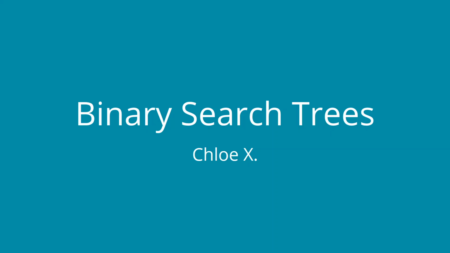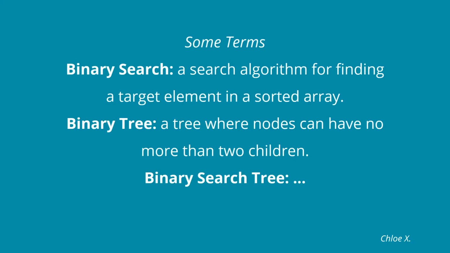Today we're doing an introduction to binary search trees. First, here are some terms that are related but are important not to confuse with one another. Binary search, a search algorithm for finding a target element in a sorted array. Binary tree, a tree where nodes can have no more than 2 children. Finally, binary search tree just sounds like a combination of the previous two terms, which it is.